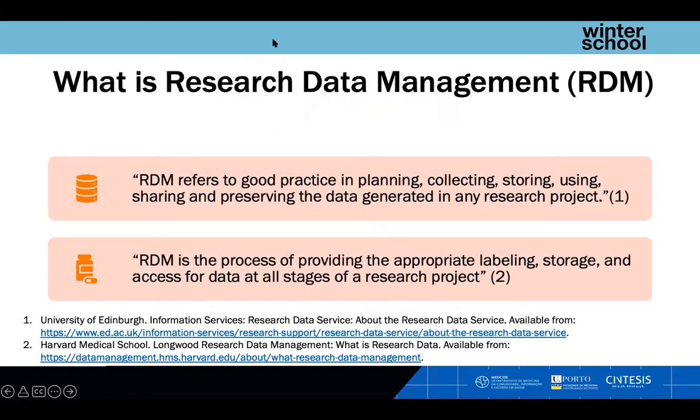So what is research data management? RDM concerns good practice in planning, collecting, storing, sharing, and preserving the data, all kinds of data that is generated in any kind of research. And this goes from a simple Excel file to a PowerPoint to a publication. RDM is the process of providing adequate labeling, storage, and access to data in all stages of the research project.